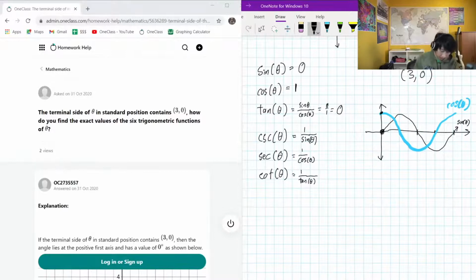Fairly straightforward. Cosecant is just going to be 1 over 0, but you can't divide 1 by 0. Nothing can be divided by 0, so this is undefined. Secant, we just take the reciprocal of 1, so 1 over 1, which is equal to 1. Nice. And the inverse of tan, cotangent, we have to do 1 divided by 0. That's another 1 divided by 0 case, which is undefined.